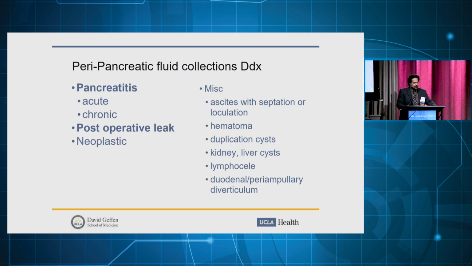When you find a fluid collection, you want to think about a differential diagnosis. Often it's obvious, and sometimes it's not. The times that it's obvious are relatively easy, but it behooves you to think of the less obvious things: loculated ascites, hematomas, congenital duplication cysts, other organ cysts, the occasional diverticulum that's filled with fluid and gets called a pseudocyst on imaging. The things that we're really looking to drain are generally pancreatitis-related and postoperative-related fluid collections.